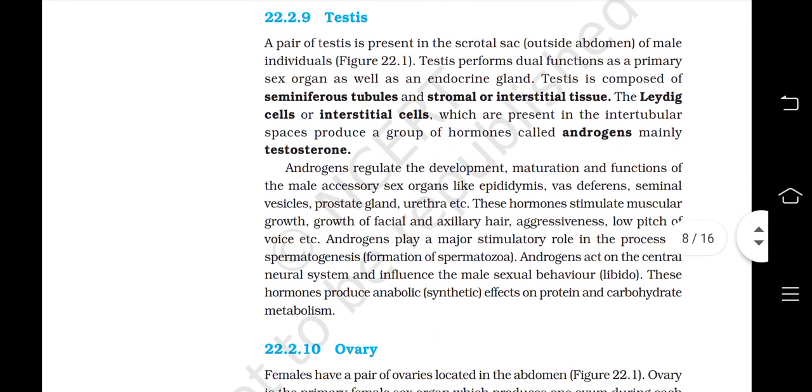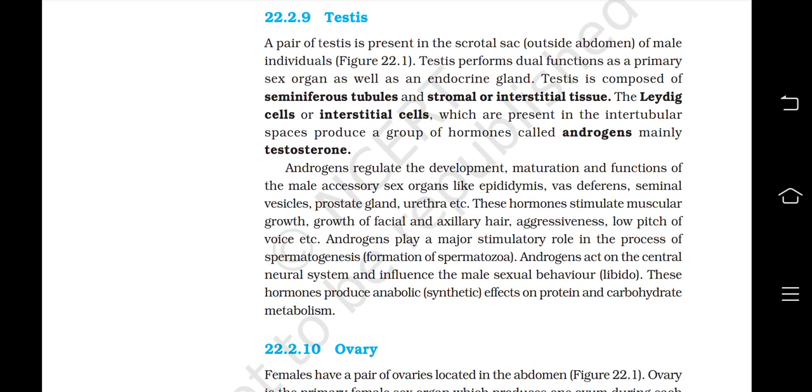Testis. A pair of testes is present in the scrotal sac, outside the abdomen of male individuals. The testis performs dual functions as a primary sex organ as well as an endocrine gland. Testis is composed of seminiferous tubules and stromal or interstitial tissue. The Leydig cells or interstitial cells, which are present in the intertubular spaces, produce a group of hormones called androgens, mainly testosterone.